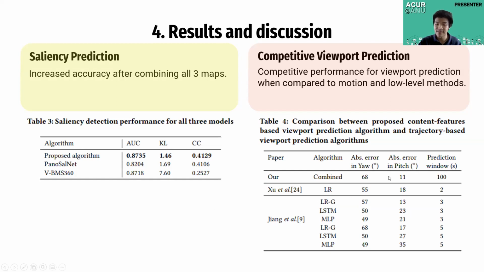If we look specifically at the error in pitch, it is significantly lower than the errors of more established algorithms. And while the 68 is slightly higher than the error of other algorithms, it's very much in the range of error. The key advantage of this particular algorithm is the prediction window. So what does this mean? This means that current trajectory-based algorithms can predict where users will look in 3 seconds' time, whereas this particular method can predict where users will look in 100 seconds' time, or over more extended periods of time. So there's greater flexibility and greater predictive power.